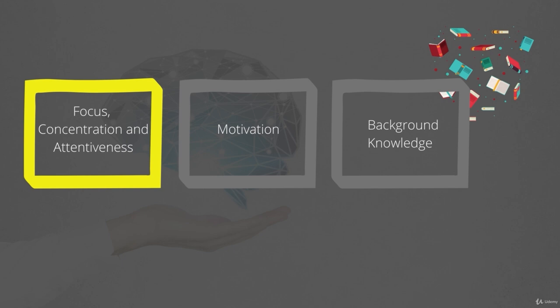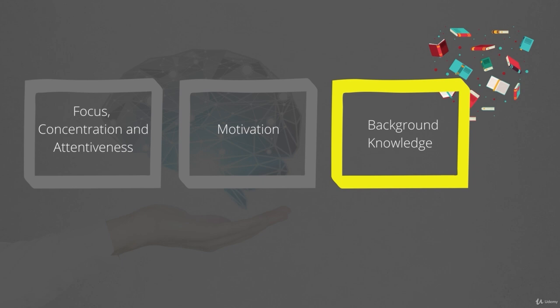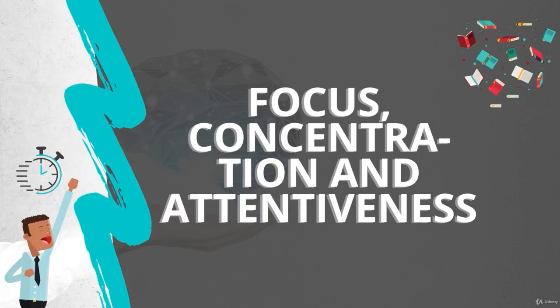So in order to ensure maximum reading success, it is super important that your focus and your concentration is as high as possible, that you're motivated, in the best case intrinsically motivated, and that you have enough background knowledge to understand the text. This chapter will be all about these 3 factors and how to improve all of them. You will see that there's a lot that you can do to influence these 3 factors. But enough talking. In our next lesson we will start with focus, concentration and attentiveness.